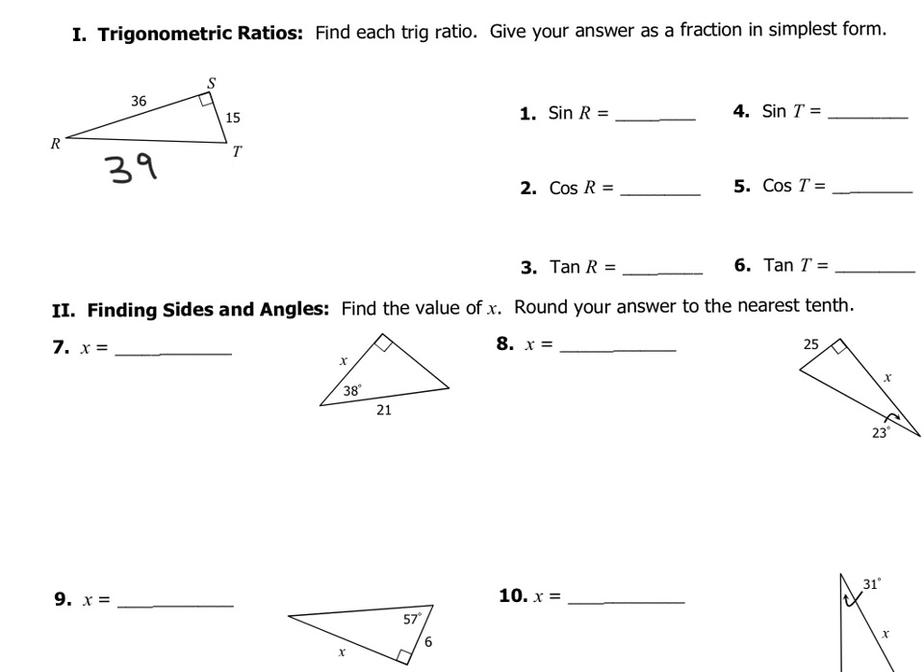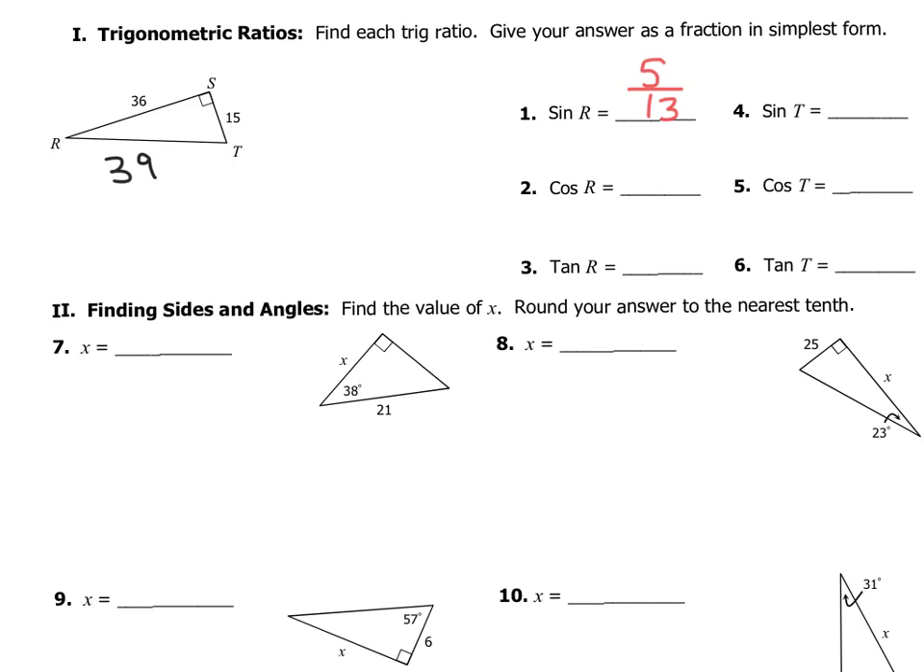So now we have all 3 sides, and so we can use any one of these trigonometric functions to find the ratios that they're looking for. So the sine of r is opposite over hypotenuse. So we just found the hypotenuse, so we can say that the sine of r is 15 divided by 39. And we're going to do that fraction in the simplest form. Well, actually we can. 3 goes into 15 5 times. 3 goes into 39 13 times. So we have 5/13.